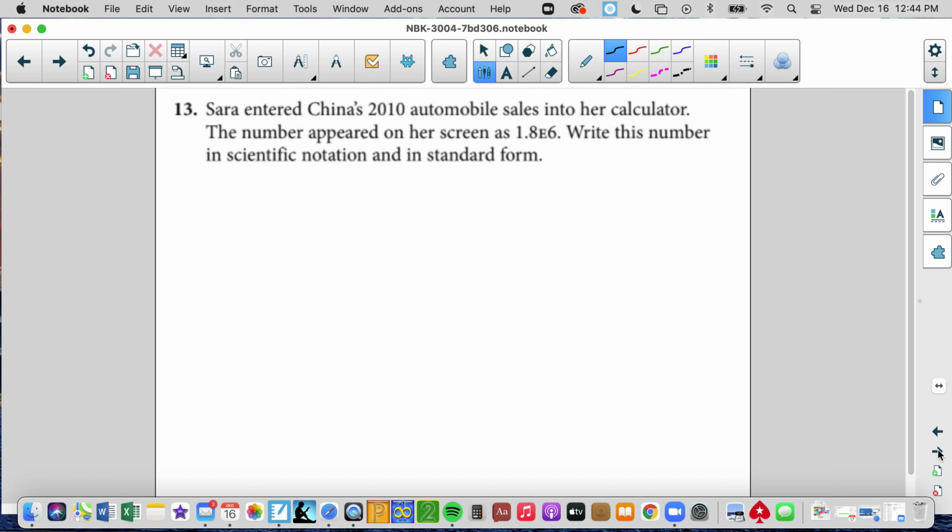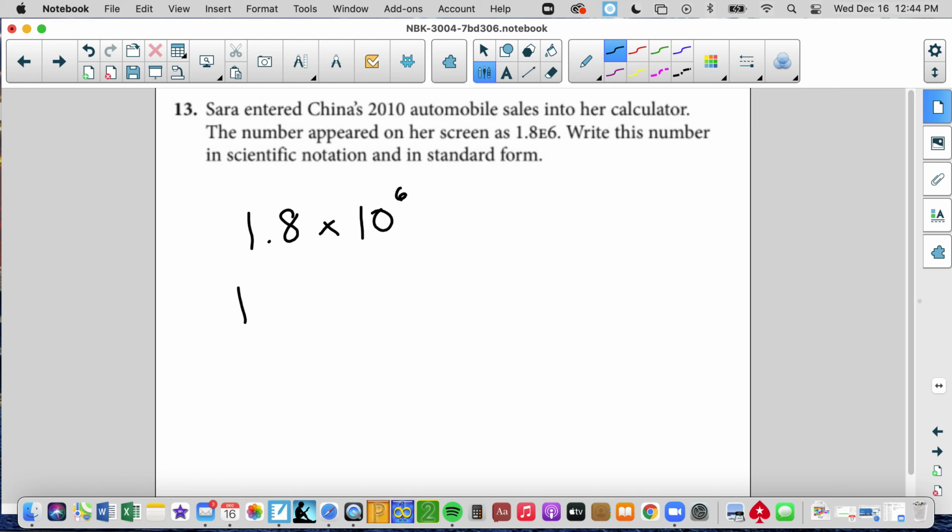Sarah entered China's 2010 automobile sales into her calculator. The number appeared on her screen as 1.8 E6. Write this number in scientific notation and in standard form. Yeah, so the E just means scientific notation. It means 1.8 times 10 to the 6th.